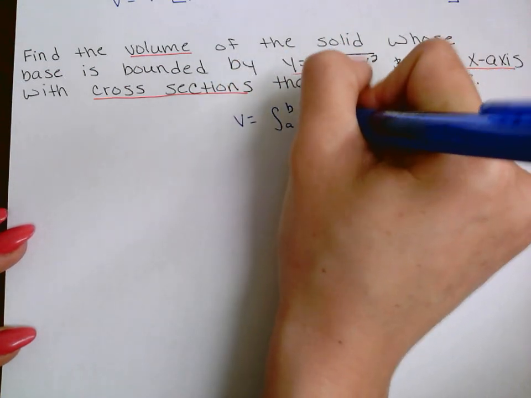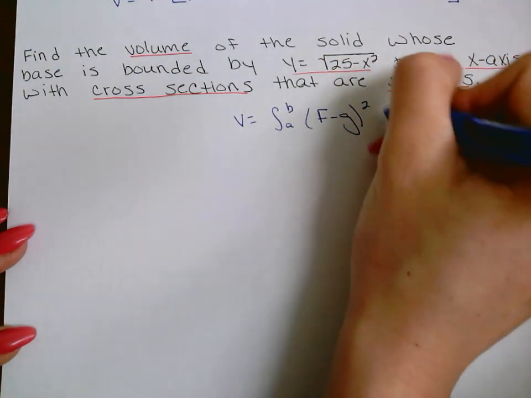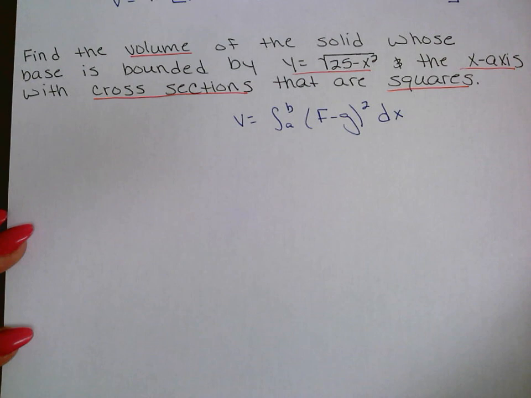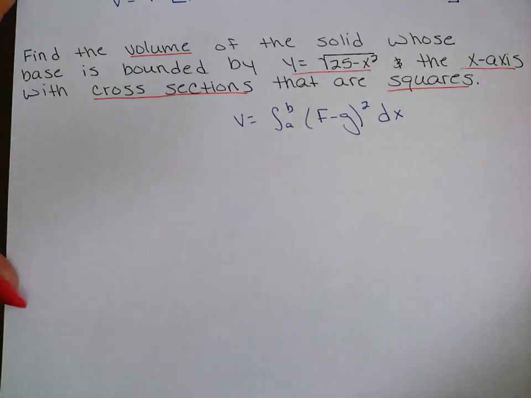The integral from a to b of top function minus bottom function squared, dx. Very nice. These are pretty easy as long as you remember the formulas. Okay? Now, if I draw you a graph, who remembers what the function y equals square root of 25 minus x squared is? If I have an x squared and a square root, anytime you see a square root and a squared inside of it, it is a semicircle.